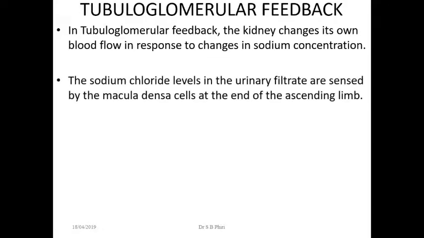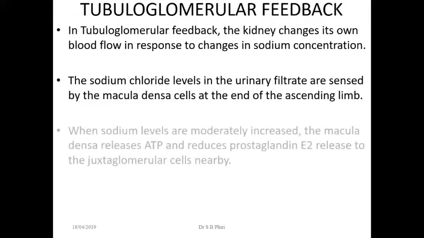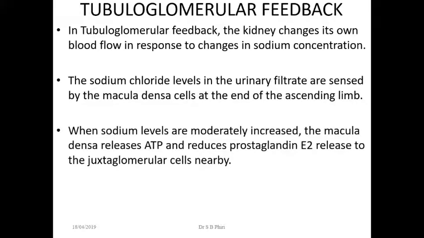So the sodium chloride levels in the urinary filtrate are sensed by the macula densa cells at the end of the ascending limb of the loop of Henle. This is the distal convoluted tubule, the first part of the distal convoluted tubule. That's why you find the macula densa cells. So when sodium levels are moderately increased, in simple terms, the macula densa cells will release ATP, and then they will reduce the production of prostaglandin E2 to the juxtaglomerular cells nearby.